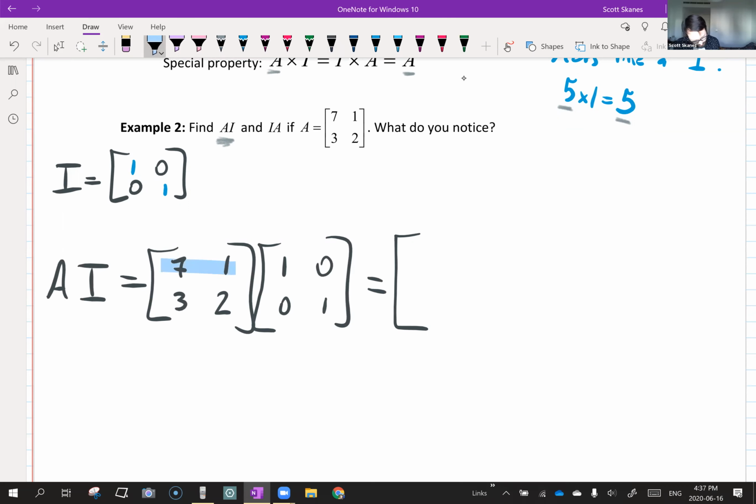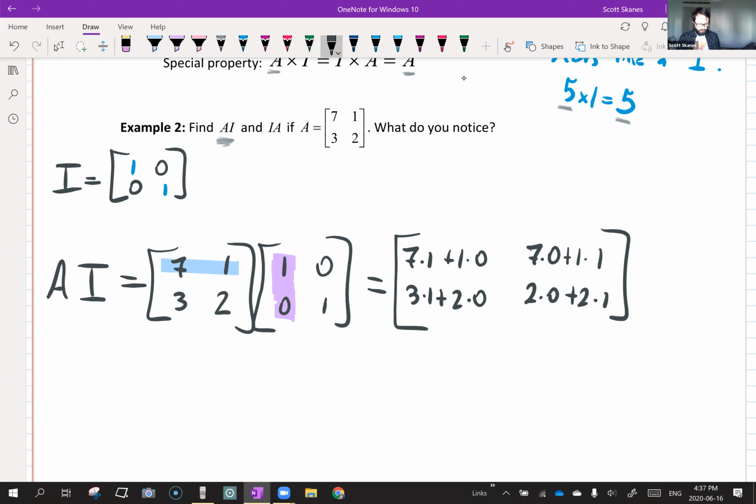We'll just do the same thing as we normally do, right? So we want 7 times 1 plus 1 times 0. So 7. We'll do the next one over, the top right part. It'll be 7 times 0 plus 1 times 1. We'll have 3 times 1 plus 2 times 0. We'll have 2 times 0 plus 2 times 1. I'm just doing the regular, same process as I did before.